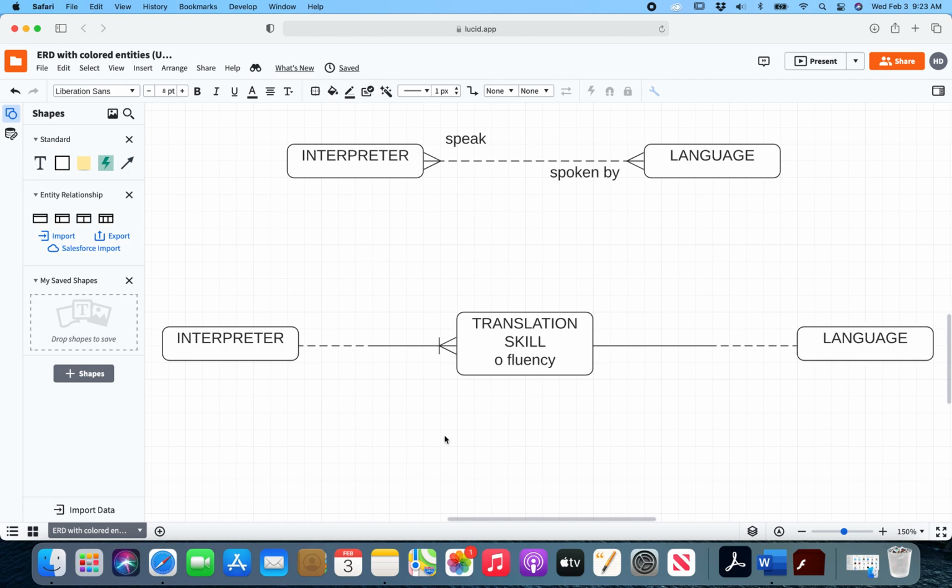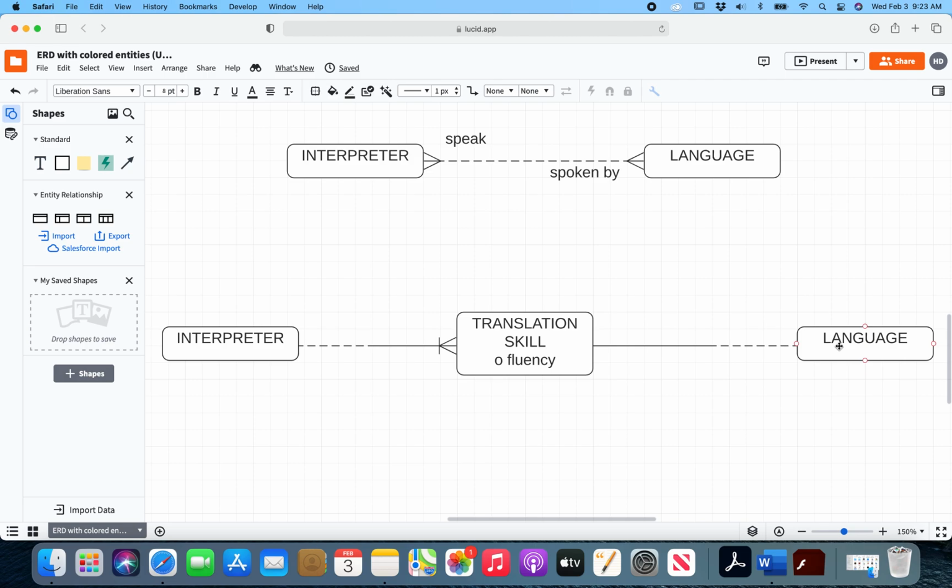Now going from language to translation skill, a language may have a translation skill, may not. If you think about it, when you're looking at this diagram, you kind of read it all together. They all tie together. The language may have a translation skill for a particular interpreter, because this is just a chain link. It connects the two. Well, this interpreter may know more than one language. There may be multiple interpreters that know this language.